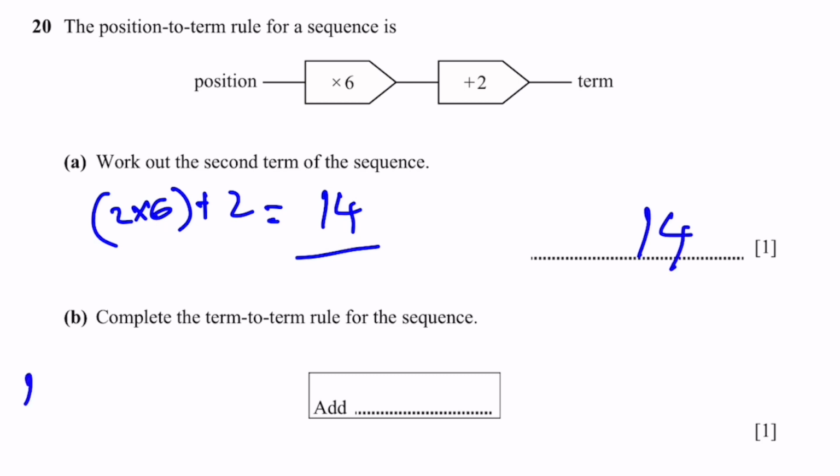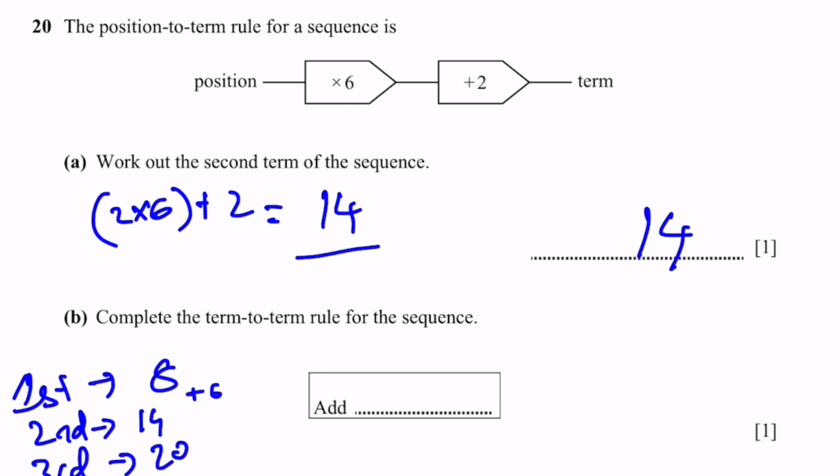If we take the first term, it'll be 1 times 6 plus 2, which is 8. Second will be 14. Third will be 3 times 6 plus 2, which is 20. All these, we add 6. Therefore, the answer is add 6.